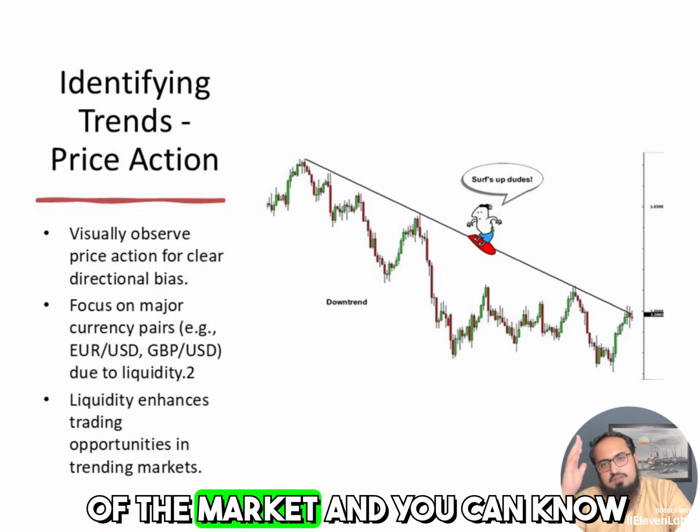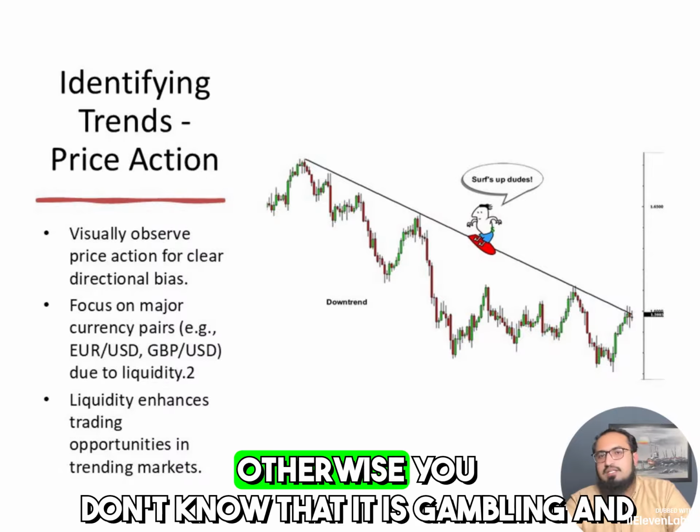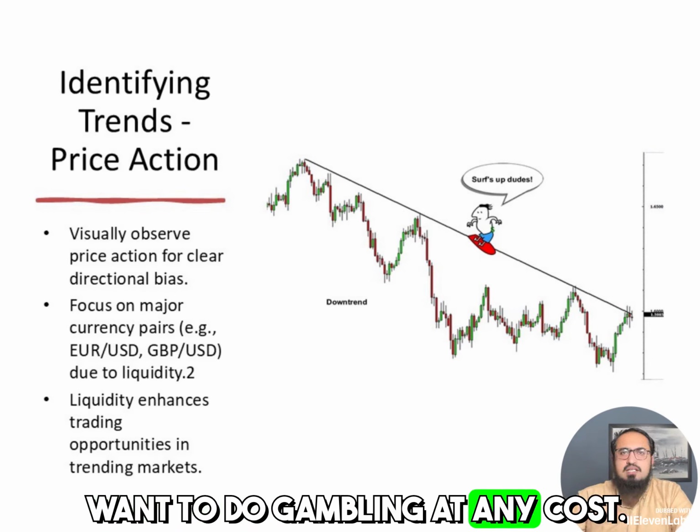There is a spike up, then it spikes down. They make no sense. You cannot trade the other side. You are doing insider trading. Those who are market movers, the market makers, are sitting with them and cheating, so you can know. Otherwise, you have no idea that it is just gambling. And as we have discussed throughout our course, we do not want to do gambling at any cost.